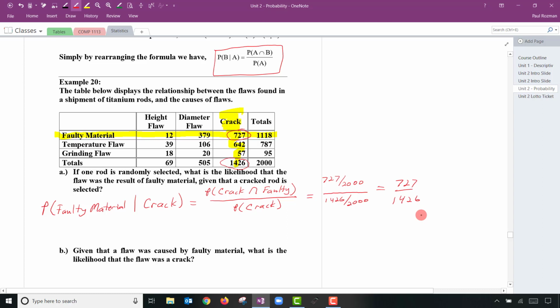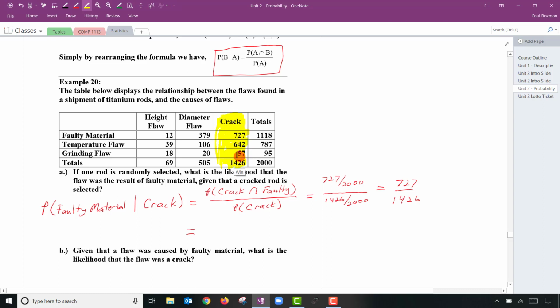So not too bad. I think you could probably reason these out without the formula. In fact, I tend to not use this formula. Sometimes this formula is maybe even more confusing to me. If I just look at this table and say, okay, I want faulty material given that it's cracked. So the first thing I'm told here is I know that it's cracked. So that reduces me down to this group.